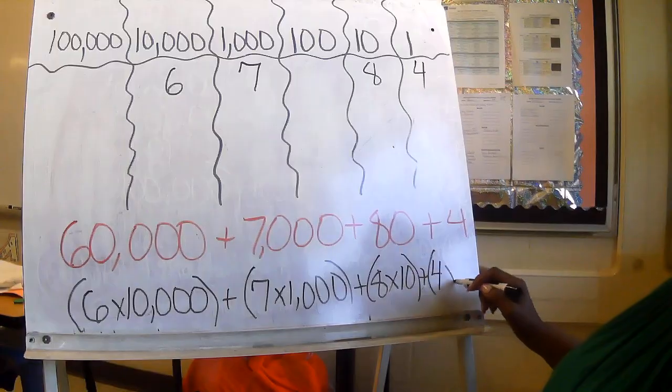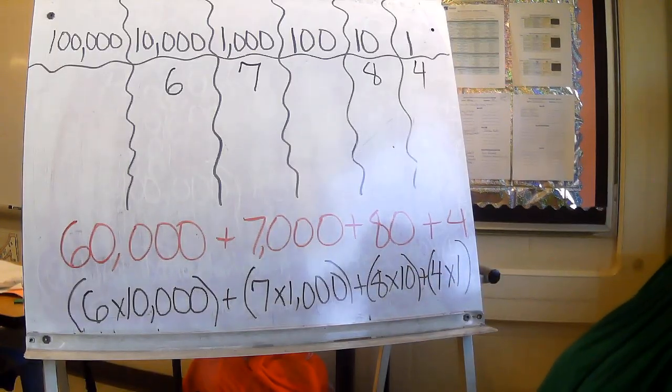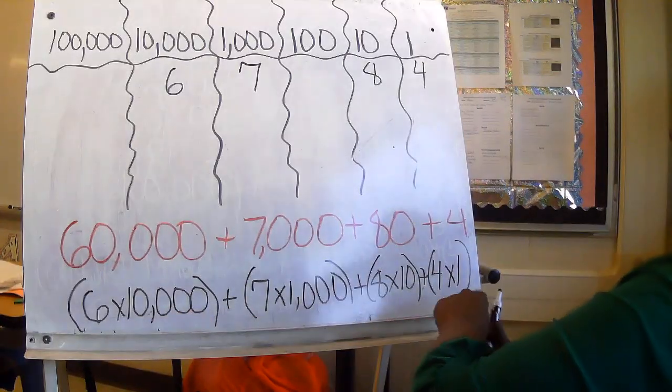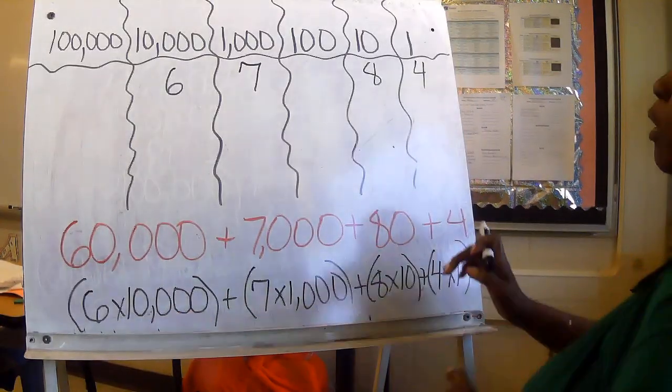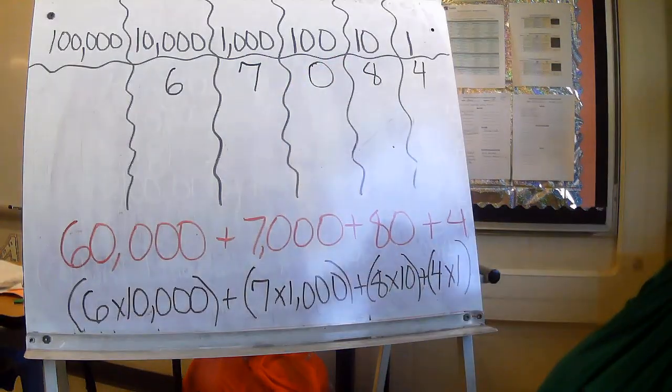So 4 is in what place? Is in the ones place. So you'll do 4 times 1. Now, am I finished? Absolutely not. Why not? Because there's no number here. There's 100 is not represented in our expanded form, so it's understood a 0 holds that spot. We have 0 hundreds. Okay?